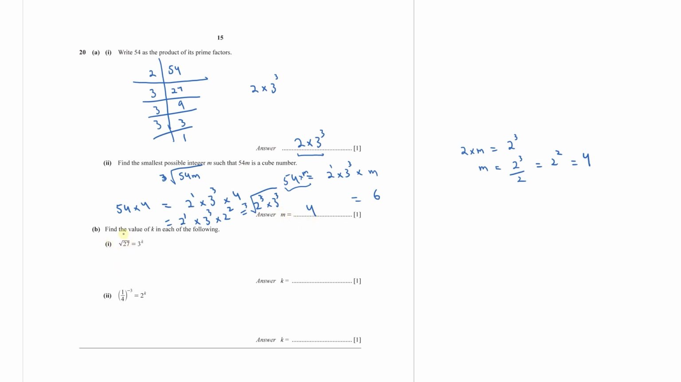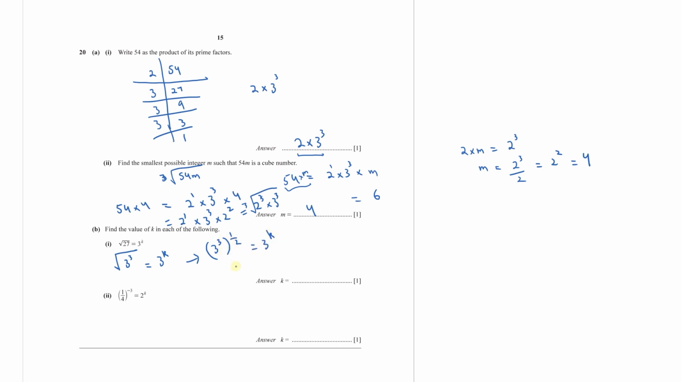Part B is find the value of k in each of the following. So this is 3 power k. That means I need 3 here in the base value as well so that I can compare the powers directly. So I know that 27 can be written as 3 cube, and then I have to write the square root that is already there, and this should equal 3 power k. And I know that square root is what? Power 1 over 2. So this can be written as 3 cube power 1 over 2 equals 3 power k.